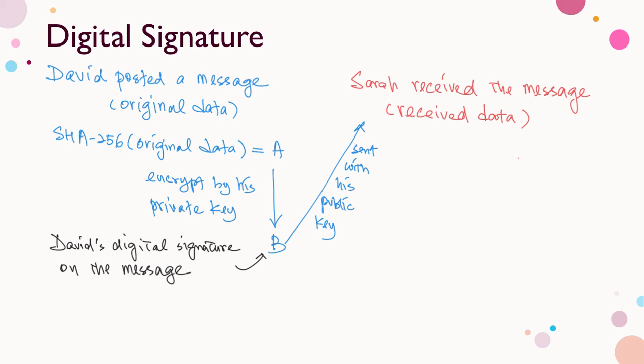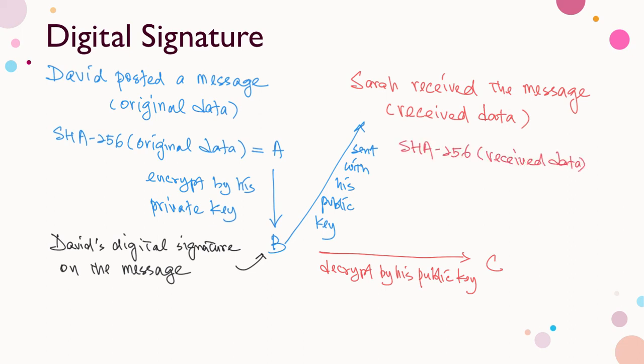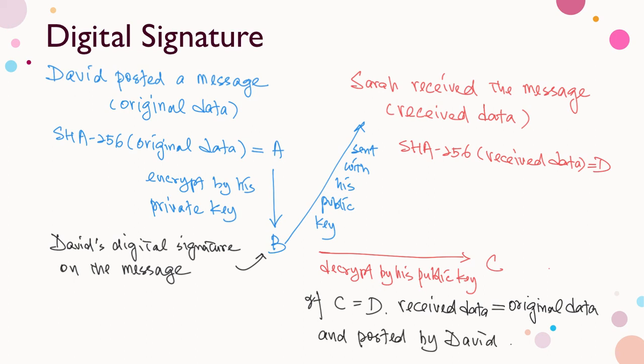Sarah decrypts B with David's public key and gets C. Sarah applies the function SHA-256 on the received data from the internet and gets D. If C equals D, then Sarah can confirm the received data is the same as the original data. That is, the message is true, and it is posted by David. In this way, using the function SHA-256, the digital signature is done to guarantee that both the message and the sender are genuine.